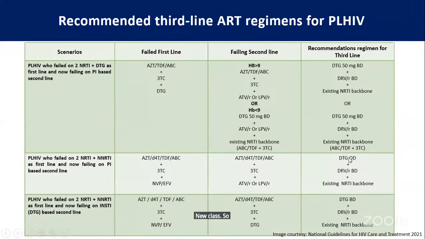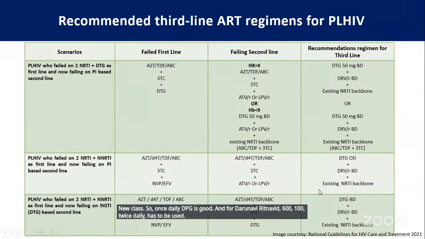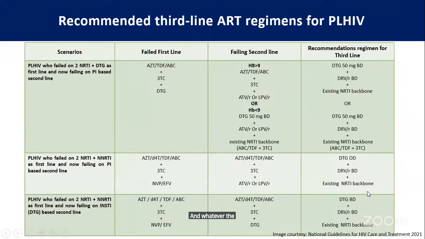So once daily DTG is good. And for darunavir ritonavir, 600/100 twice daily has to be used. And whatever the existing NRTI backbone is has to be continued. But if the existing NRTI backbone is intolerable or showing side effects, you can recycle previously used NRTI backbones.